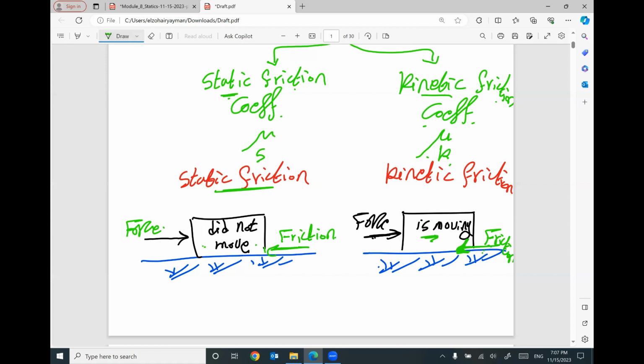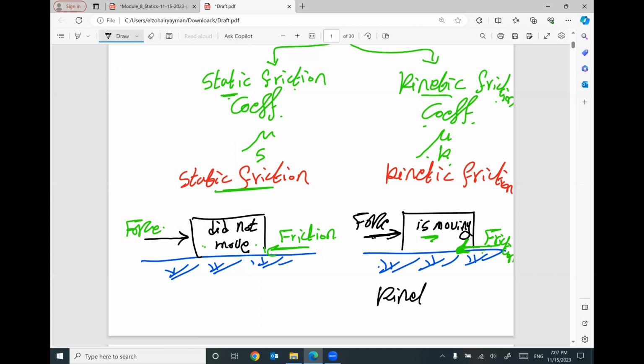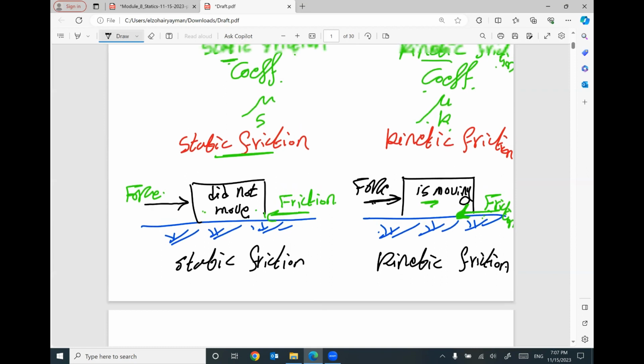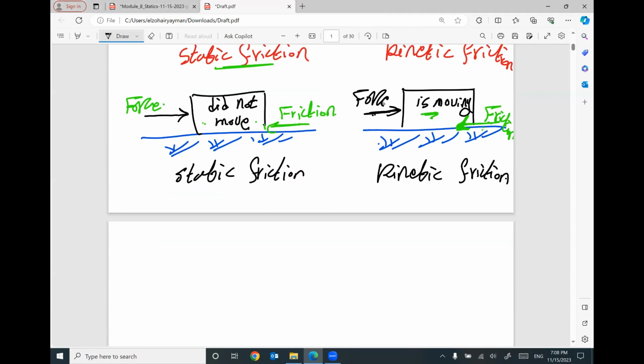I have a question and I need one of you to answer it. Do you think the kinetic friction is bigger or the static friction? Anybody can tell me which one will be bigger? What do you think? Any help? Guys, anybody can tell me which one will be bigger, the static friction or the kinetic friction? Let me explain it in a different way. Yeah, the static friction is bigger.